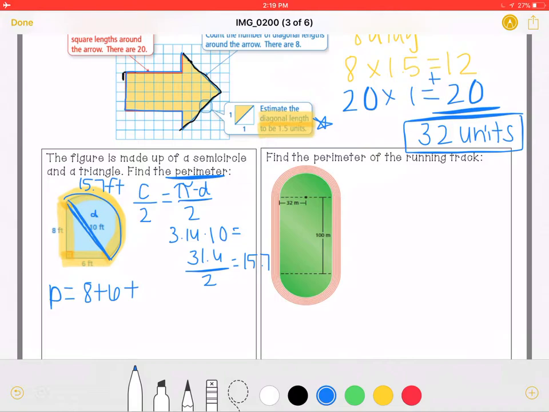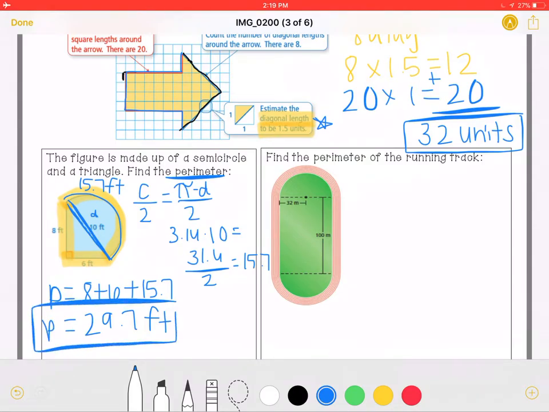So again, I have my 8, my 6. Now I'm going to add 15.7 in. Go ahead, pick up that calculator. Add these all together for me. When you add these all together, you get 29.7 feet. That's your total perimeter of this shape.